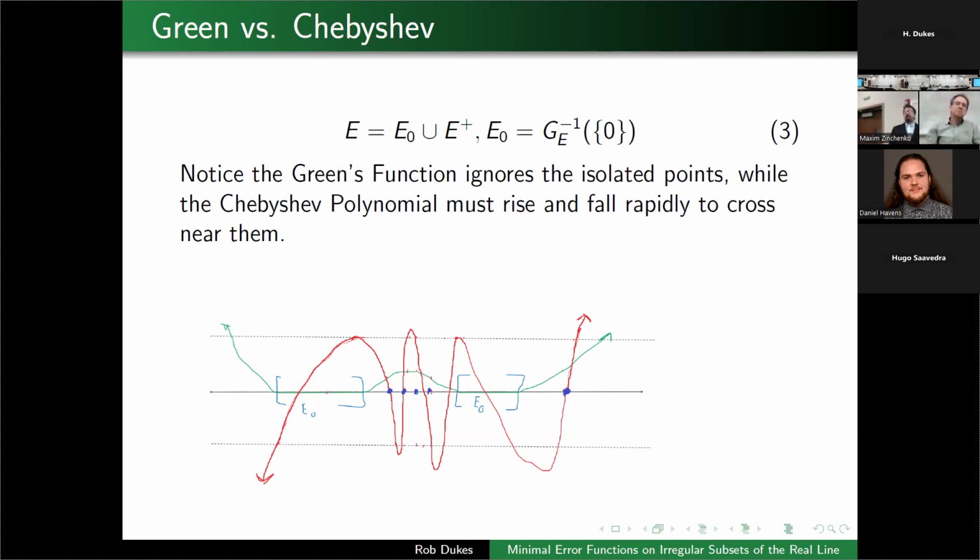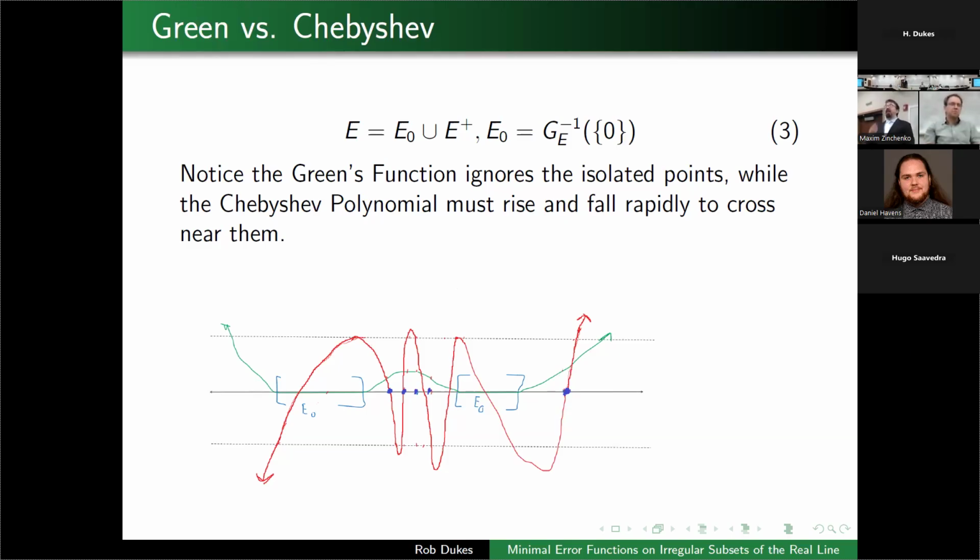But the Green's function here, you can see if I've got an E naught and E naught, different intervals in there, the Green's function is 0 there. It's just ignoring all those isolated points. It doesn't notice them because Green's functions are unique up to a set of capacity zero, meaning if you just add in a few extra points that are capacity zero, it won't change the Green's function.